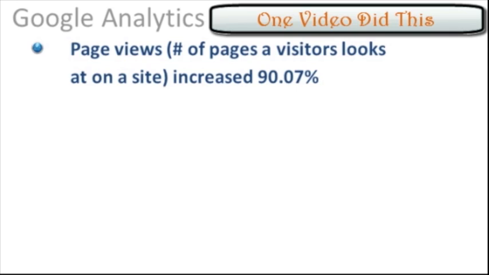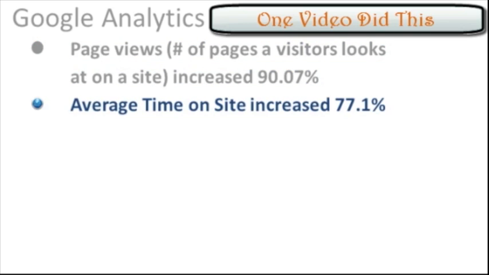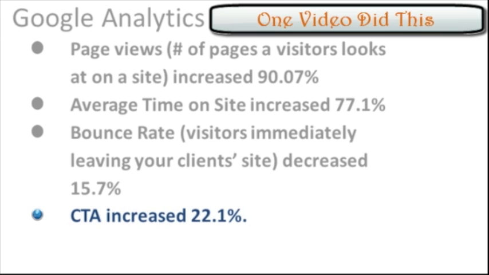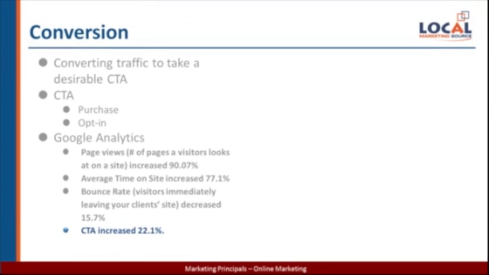The average time on the website increased 77.1%. That tells me that the audience was consuming greater amounts of information on that website, and likely they wanted to consume more information, quite possibly from that video's landing page. The bounce rate, that's where visitors immediately leave your client's website or your website, decreased by 15.7%, and the desirable CTA on that page, we had an increase of 22.1%. One measly video did this. Therefore, I had more qualified leads.